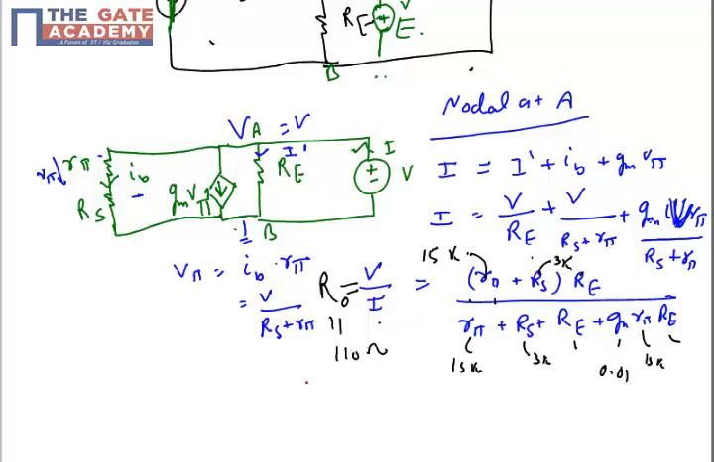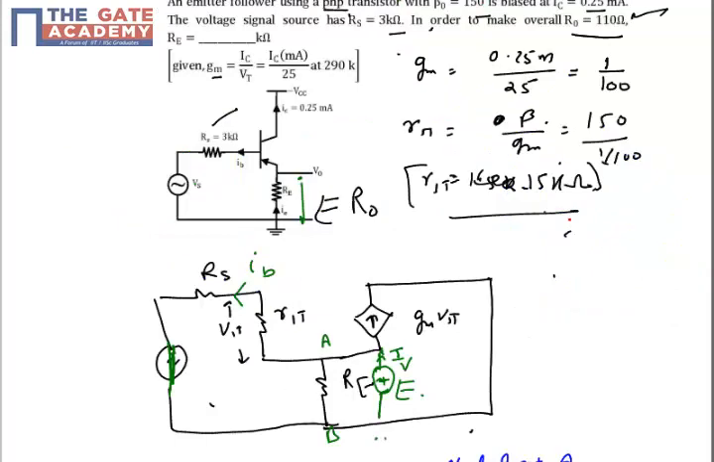Just cross multiply, solve it, and you will get the normal calculation. You will get the value of RE as 1.42 kilo ohm. So it's a very simple calculation. The bottom line is what? The problem is that it's a standard case of output resistance calculation.